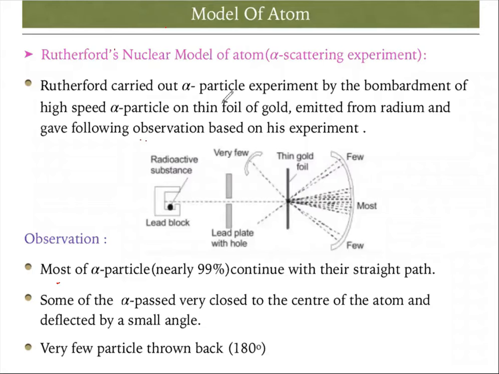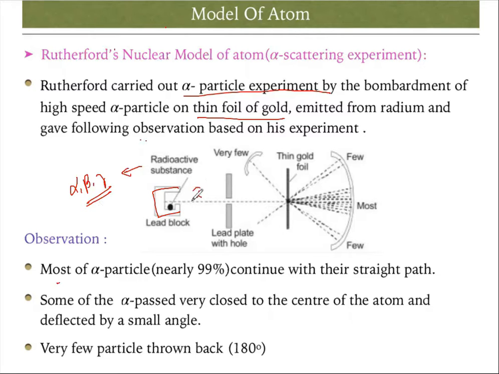So now see, Rutherford carried out the alpha particle experiment by the bombardment of high speed alpha particles on a thin gold foil. You see this experiment setup here on the left hand side. There is one chamber. In the chamber, the radioactive substance was kept. This substance will produce alpha rays, beta rays and gamma rays. This chamber will allow only alpha rays, so these rays are coming out from this chamber.